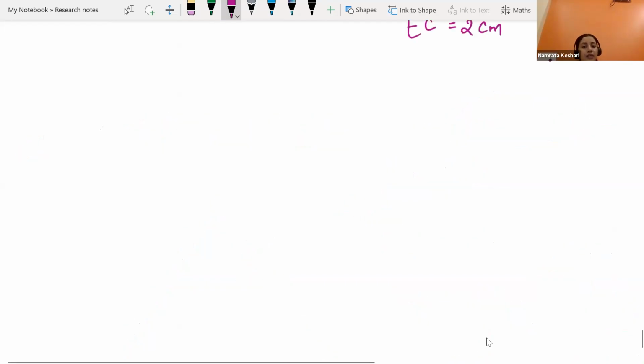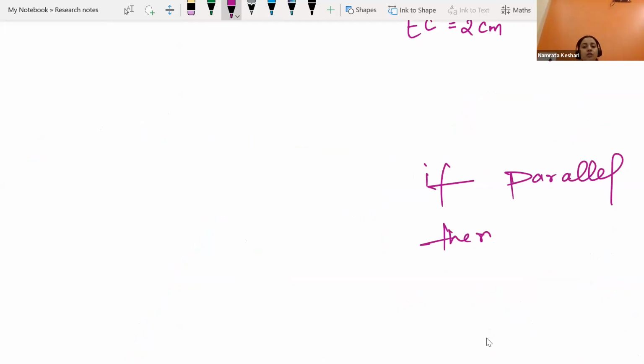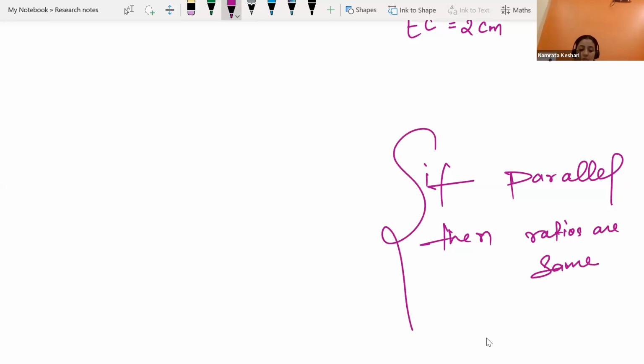Getting it? If yes, ma'am. If it is parallel, then only we can write that the ratios are same. So this is the BPT theorem, the basic proportionality theorem, also known as Thales theorem.